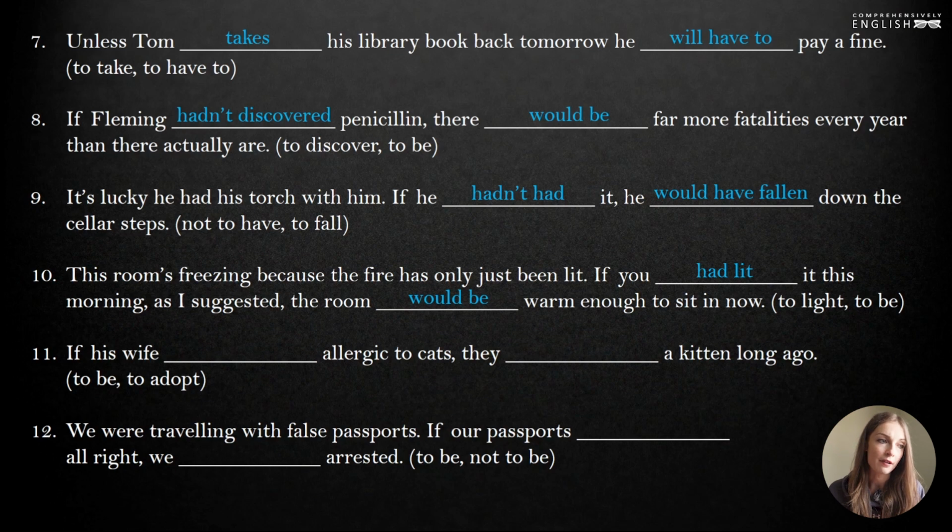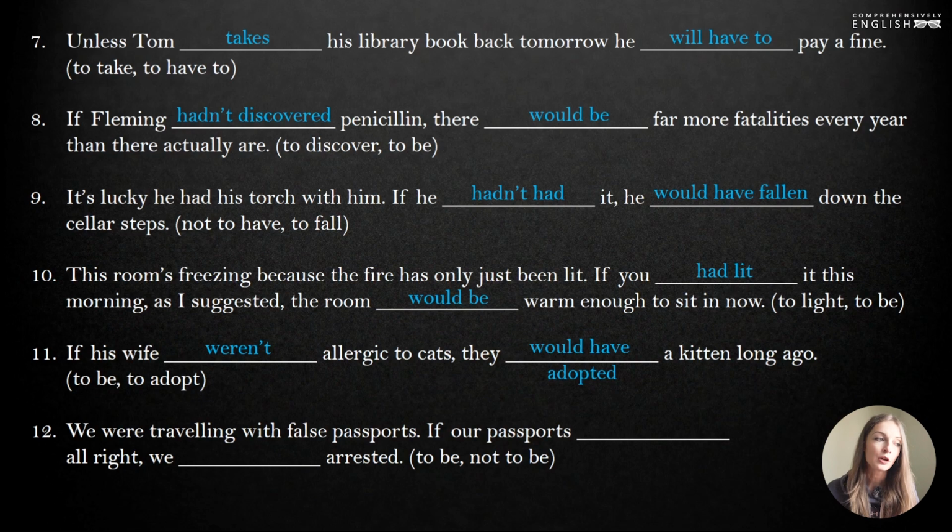Number 11. If his wife weren't allergic to cats, they would have adopted a kitten long ago. A mixed conditional, though here the result is in the past and the condition is in the present. It's a general situation. His wife was allergic and his wife is allergic to cats, but if she weren't, the subjunctive were is used. They would have adopted a kitten some years ago, right, in the past.